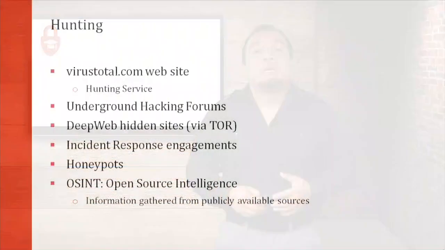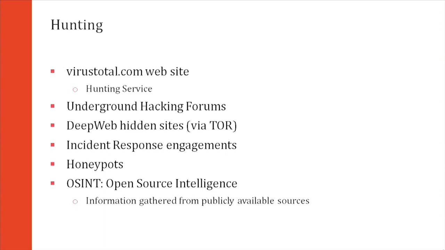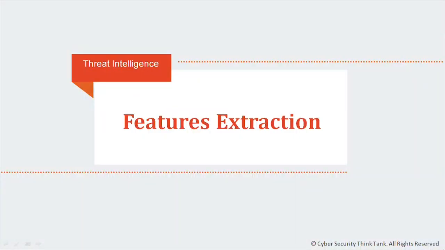OSINT, which is called open source intelligence, is a very well-known term nowadays, which basically means that you can grab information from different available sources in internet. Okay, we're going to see some examples. Okay, so that was hunting.